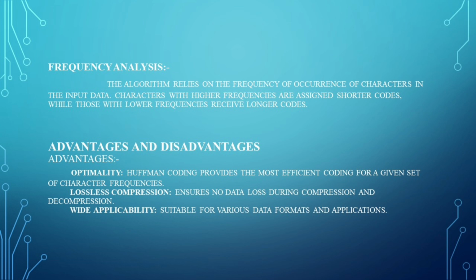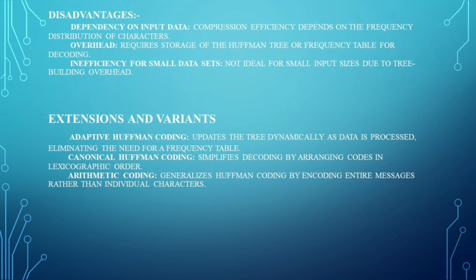Advantages and disadvantages. Advantages. Optimality. Huffman coding provides the most efficient coding for a given set of character frequencies. Lossless compression ensures no data loss during compression and decompression. Wide applicability, suitable for various data formats and applications.